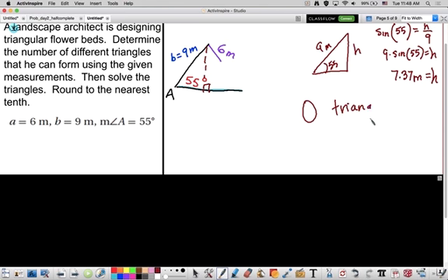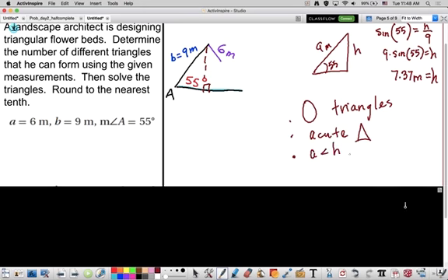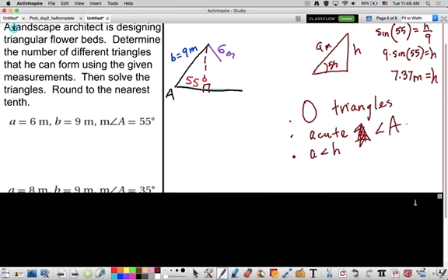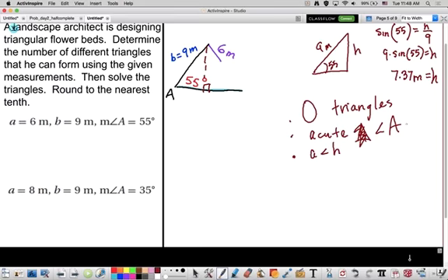0 triangles. And you should give a reason. Why? Acute triangle, and you have that A is less than H. Or I should say acute angle A. Alright, so that one was easy, right? That was nice. Well, now let's try one where we get 2.